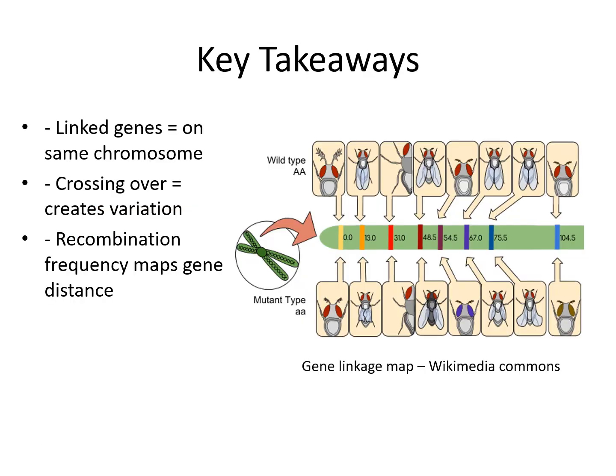To sum it up, linked genes are located on the same chromosome. Crossing over during meiosis creates variation, and the recombination frequency helps us map the distance between genes. These are foundational ideas for genetic mapping and inheritance.